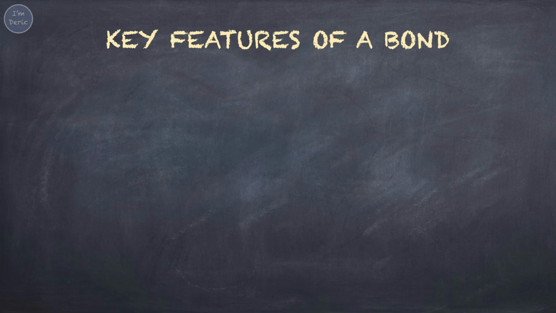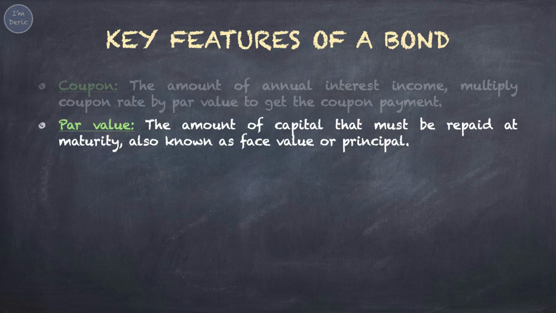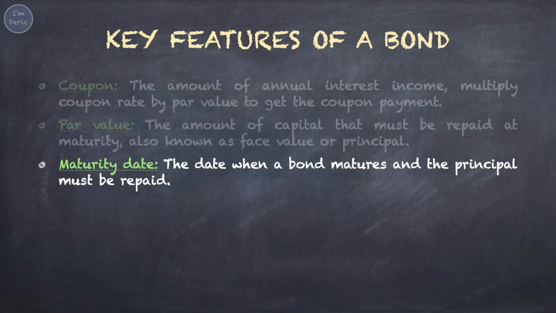The following are some key features of a bond. Coupon, this is the amount of annual interest income. Just multiply the coupon rate by par value to get the coupon payment. Par value, the amount of capital that must be repaid at maturity, also known as face value or principal. Maturity date, the date when a bond matures and the principal must be repaid.